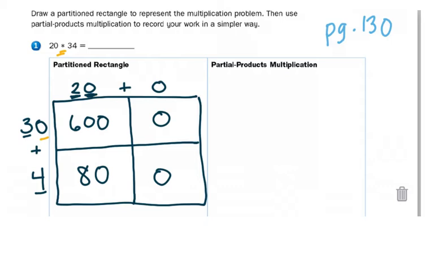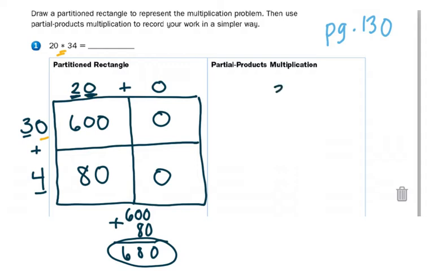What you will then do is go ahead and add up all of the squares or the rectangles. So we really just have 600 plus 80. We add that up, and our product when we multiply is 680. Now let's go ahead and rewrite that problem, 34 times 20, in a more traditional way to set up the problem.